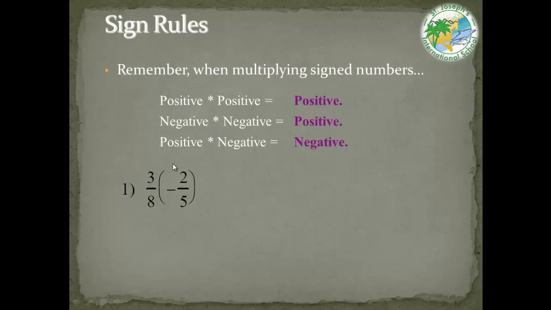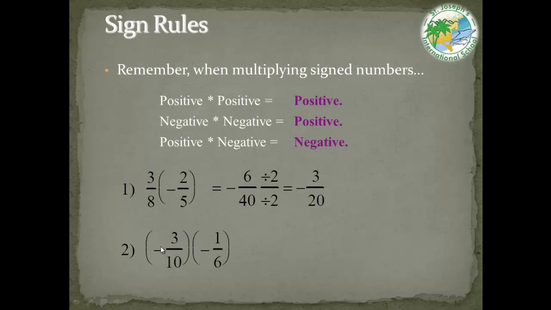Then, if we multiply 3 over 8 times negative 2 over 5, we get 3 times 2 equals 6, and 8 times 5 equals 40. Positive times negative equals negative, so negative 6 over 40. By dividing numerator and denominator by 2, 6 divided by 2 equals 3 and 40 divided by 2 equals 20. And don't forget the negative sign. Okay?